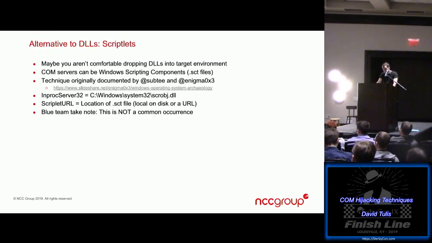And then by using the scriptlet URL key, you can associate a Windows scriptlet file to run when the object is activated. This can be a file that's on disk, or it can also be a URL to a scriptlet file. And this is really cool because if you choose to host that scriptlet remotely, this is almost fileless. You're not dropping anything to file, you're only adding a few registry subkeys. This is not a common occurrence, though. I haven't seen any legitimate uses of the scriptlet URL key on any systems where I've looked, so blue team, take note.